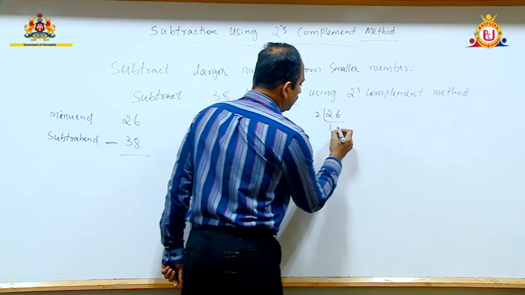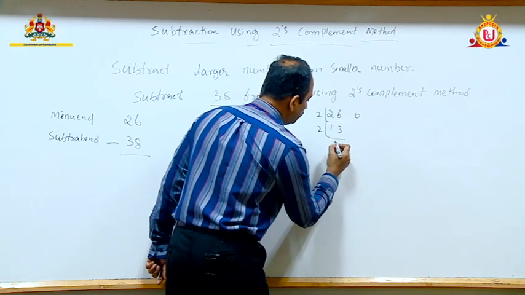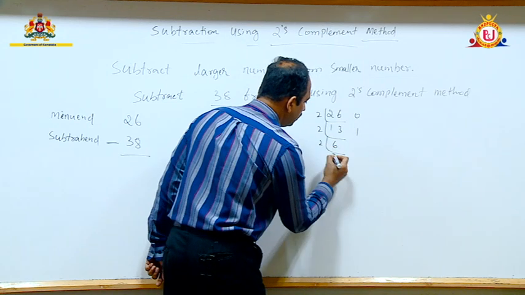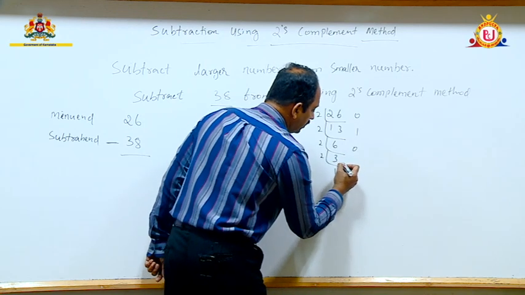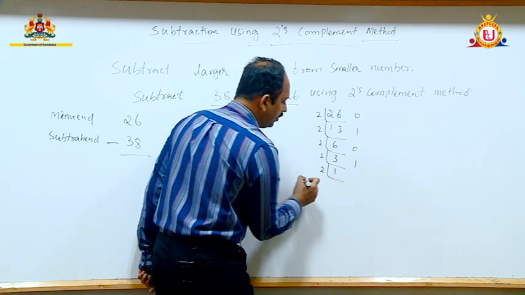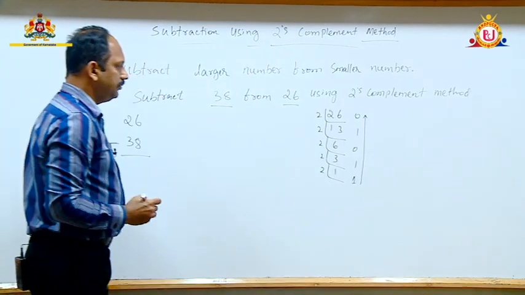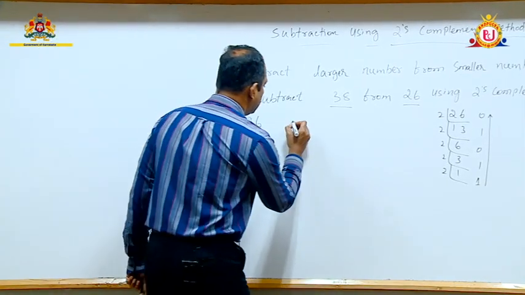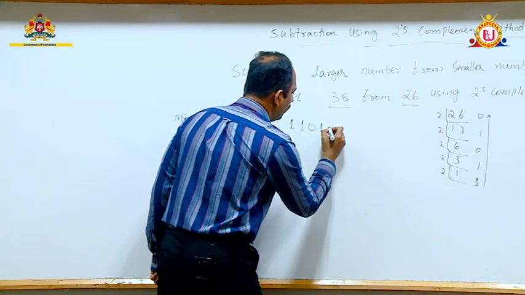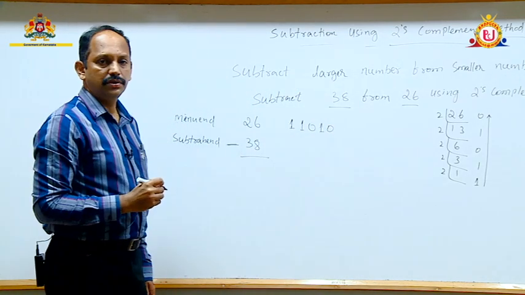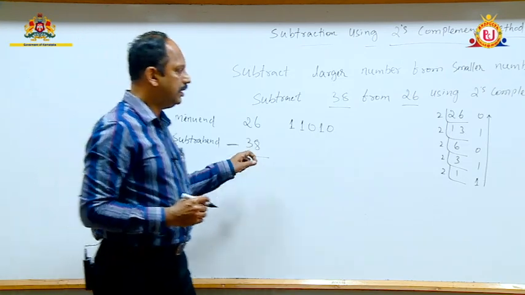26. 2 times 13 is 26, remainder is 0. 2 times 6 is 12, remainder is 1. 2 times 3 is 6, remainder is 0. 2 times 1, remainder is 1. And 1 cannot be divided, and therefore it is written as it is. So the 26 binary equivalent is 11010. Now calculate the binary equivalent of 38.